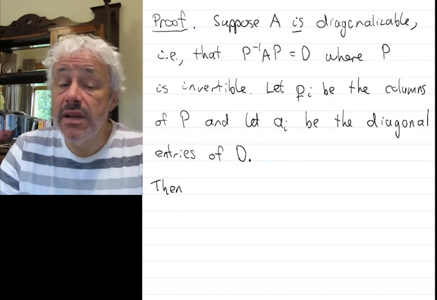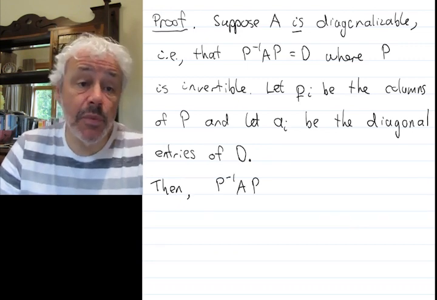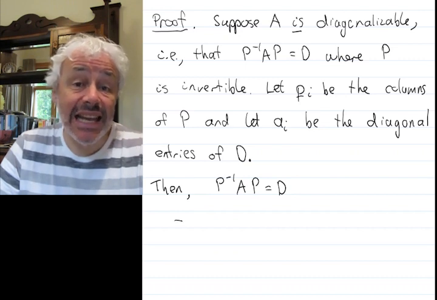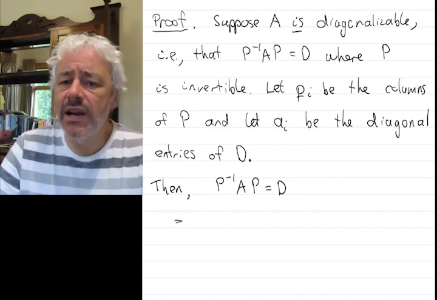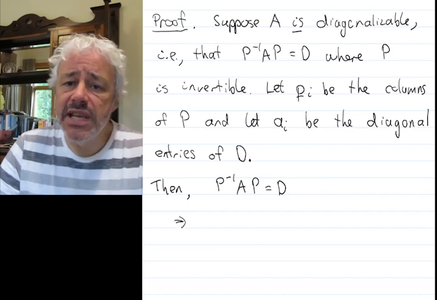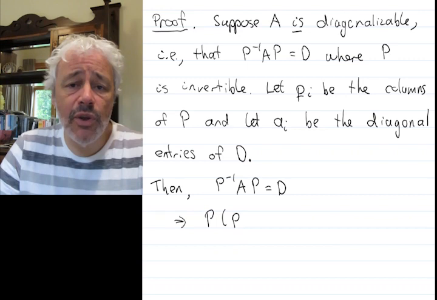So we're given that P inverse AP equals D. Now I will show that actually those numbers Ai were in fact the eigenvalues of A, and those vectors Pi were in fact the eigenvectors. So we're given P inverse AP equals D. I'll do some matrix algebra. I'll multiply both sides of that equation on the left by matrix P.